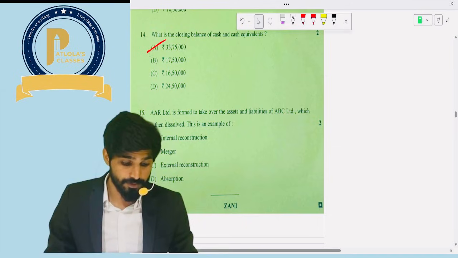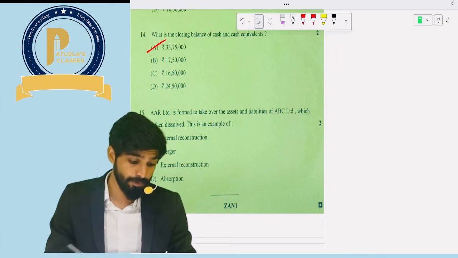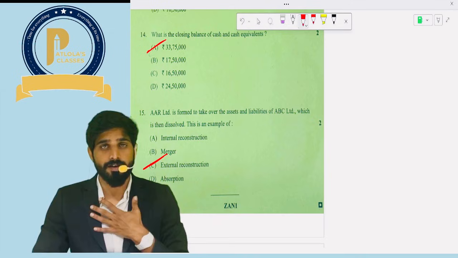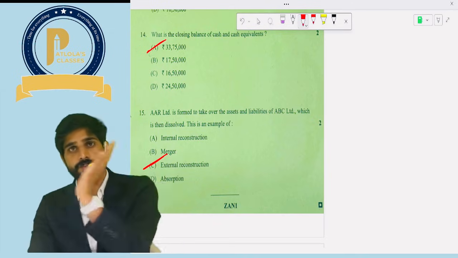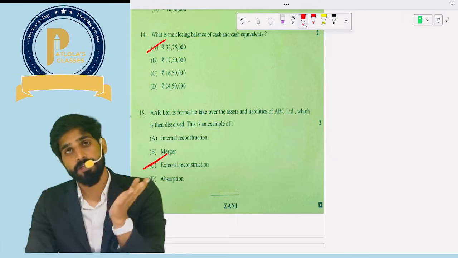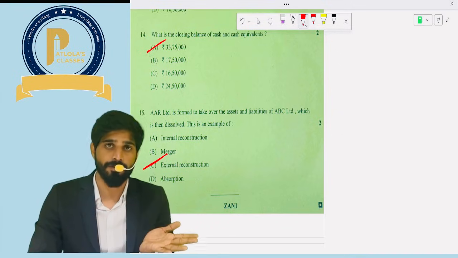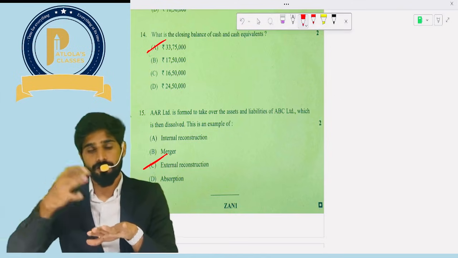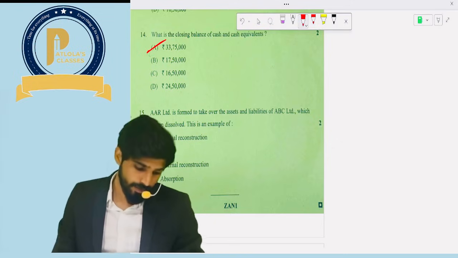And the last one, once again, an independent question. AR Limited is formed to take over the assets and liability, which is then dissolved. This is a perfect example of external reconstruction, because what happens in external reconstruction is our company will be dissolved and the assets and liabilities of this company will be transferred to a new company. So a new company is incorporated or formed to take over the assets and liabilities. Then this company is dissolved. We are not purchasing any other company, whereas our own company, we are just changing the name. We are incorporating a new company. Our assets and liabilities are transferred, then we are dissolved. This is a perfect example of external reconstruction.